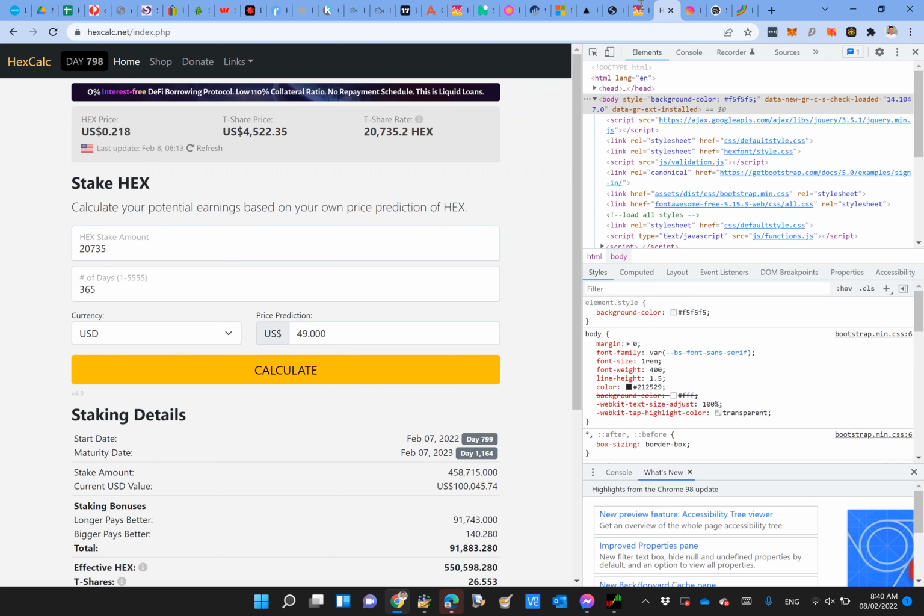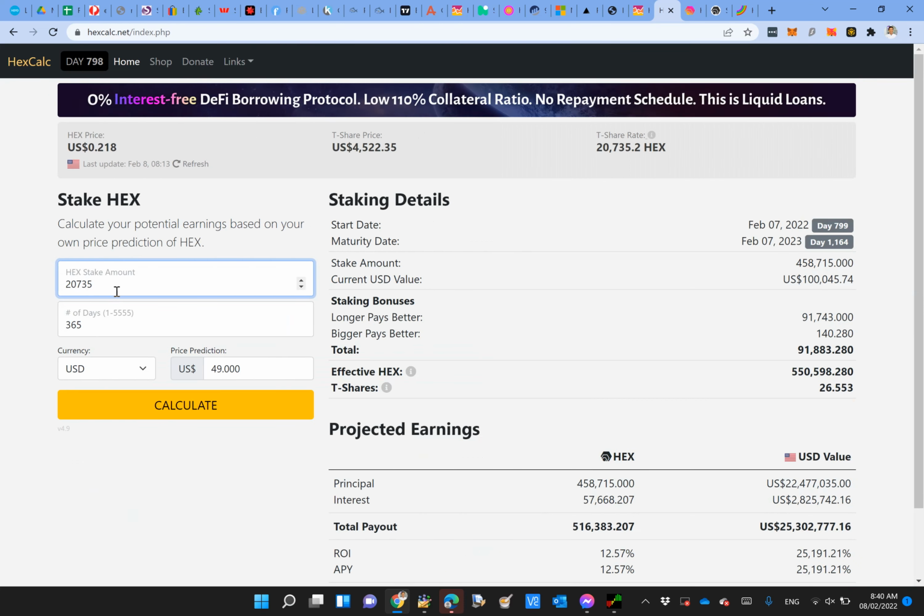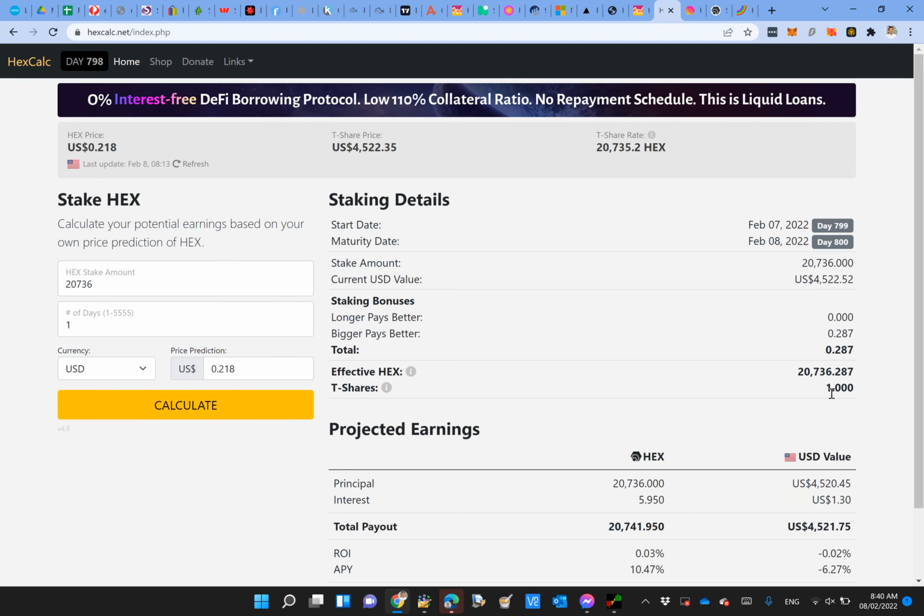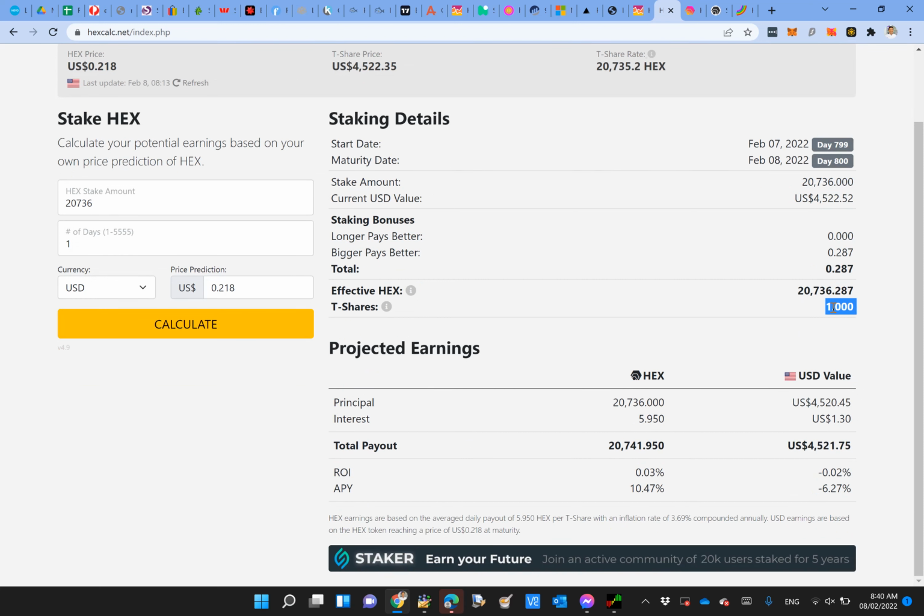So, oops, get rid of this. So at the moment, if you just take it for 1 day, let's put the current price in. Okay, you're going to get 1 T-share. This is how much it costs to buy 1 T-share. The T-share is your money printer, because each T-share will give you that many extra HEX per T-share per day. So when you stake your HEX, it disappears and you're given T-share.